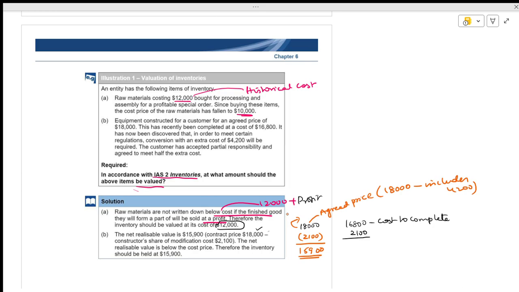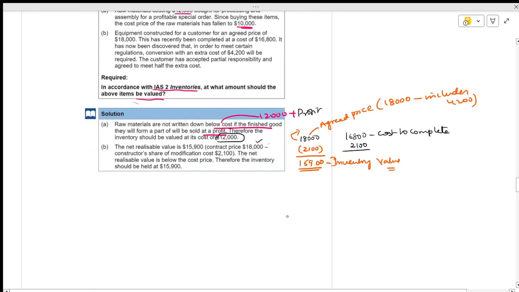So what is the value of inventory? The inventory value will be 15,000, the net realizable value. Is it right? The net realizable value is below the cost. Cost is how much? The cost has been identified. Cost is 16,800. Net realizable value is how much? 15,000.